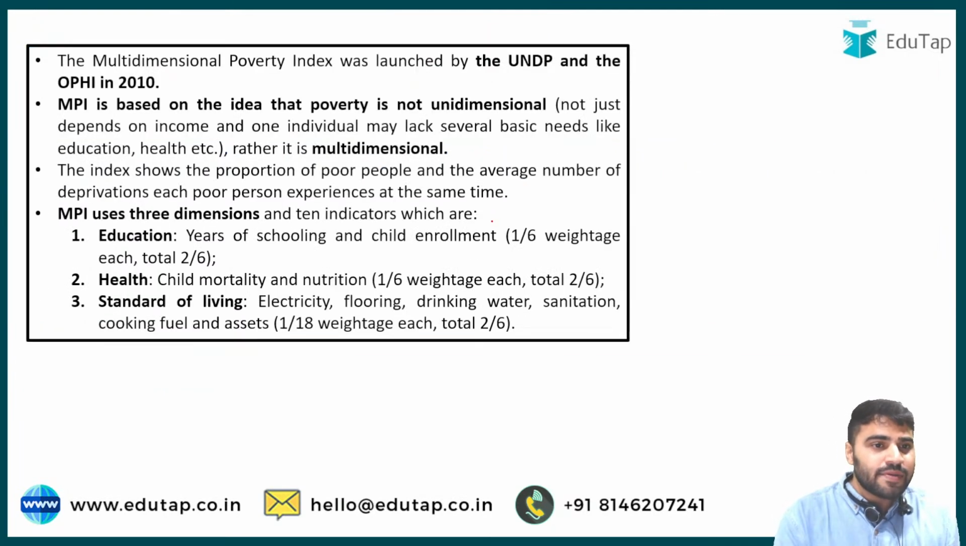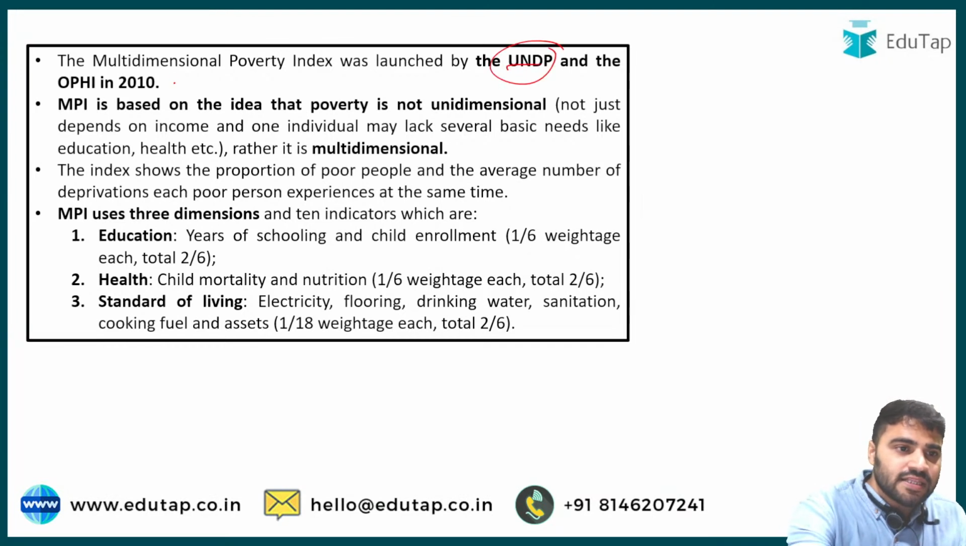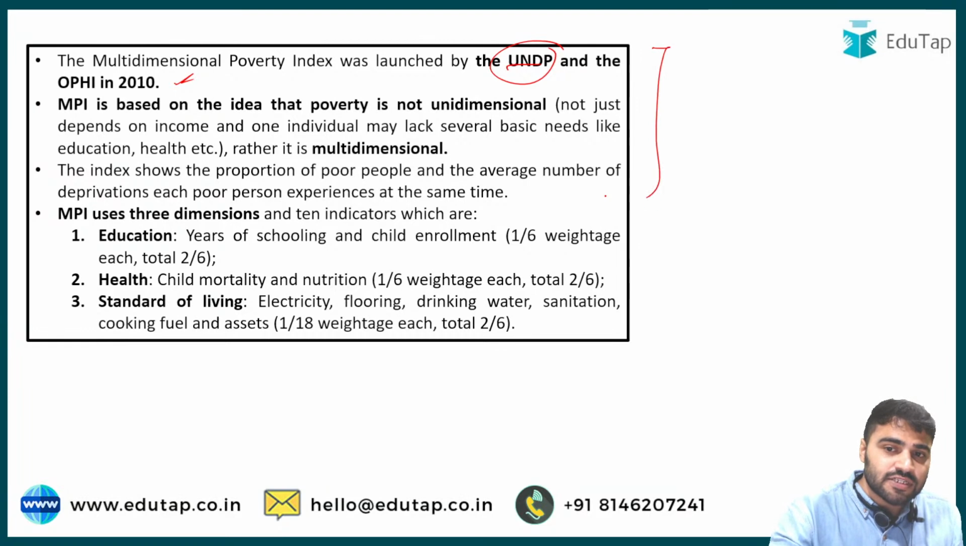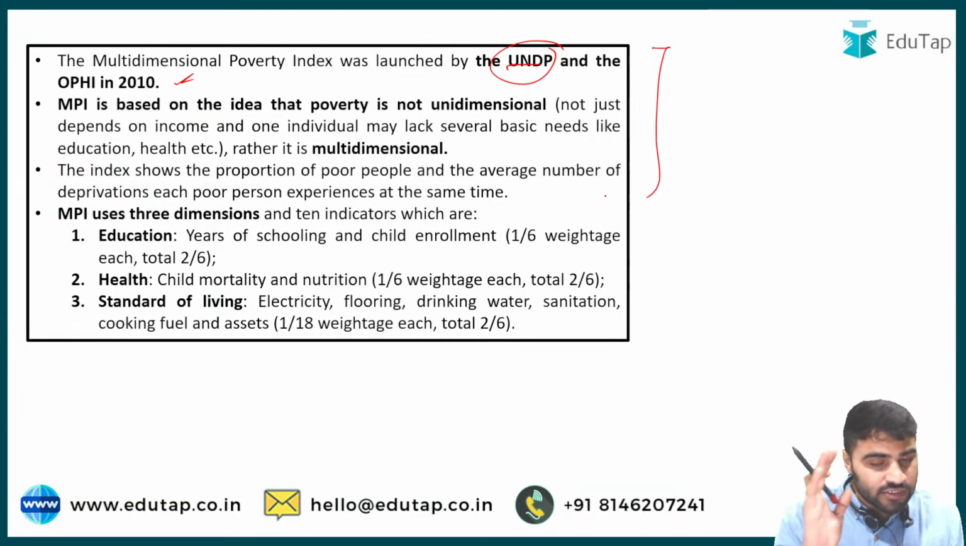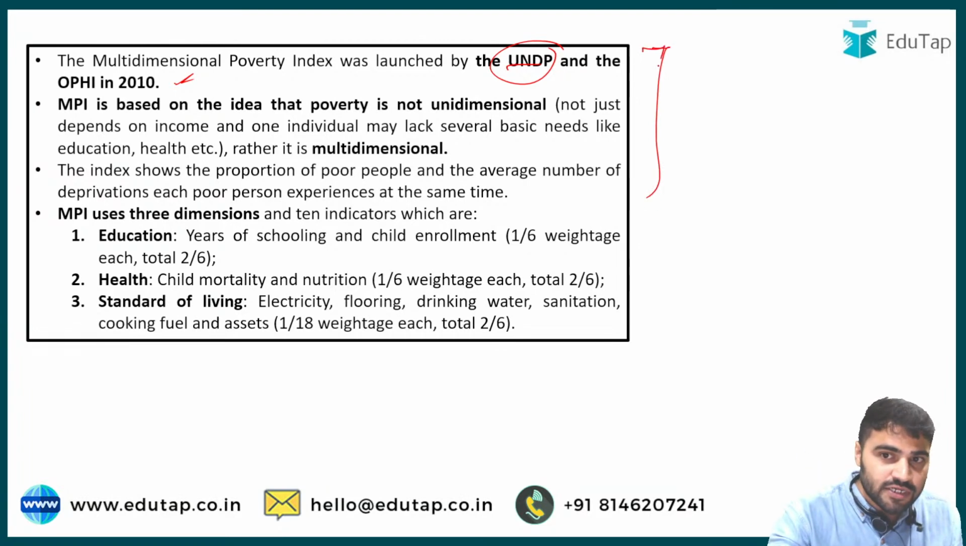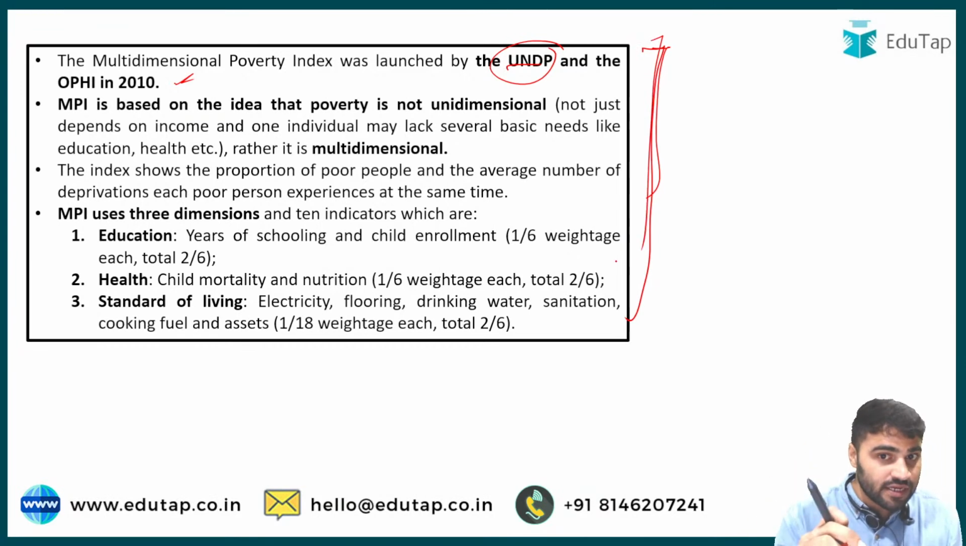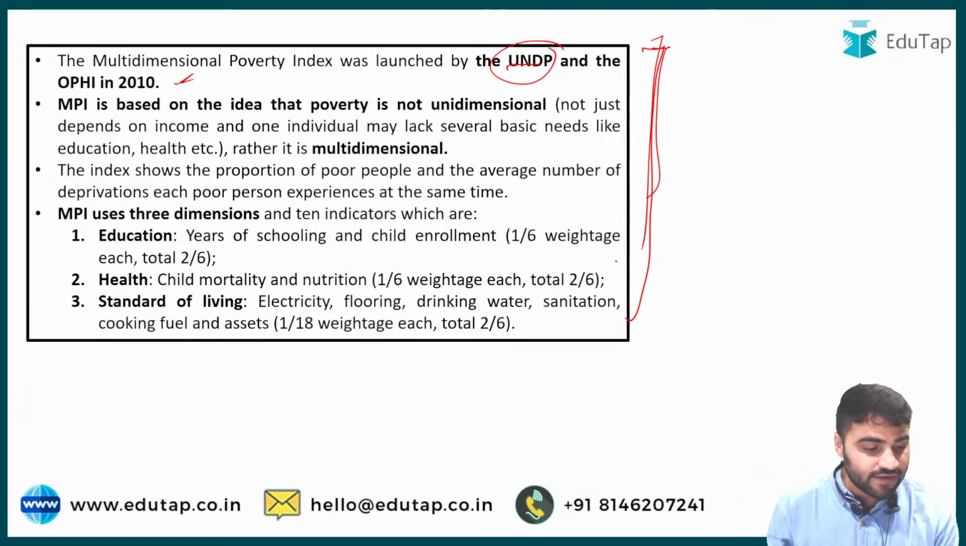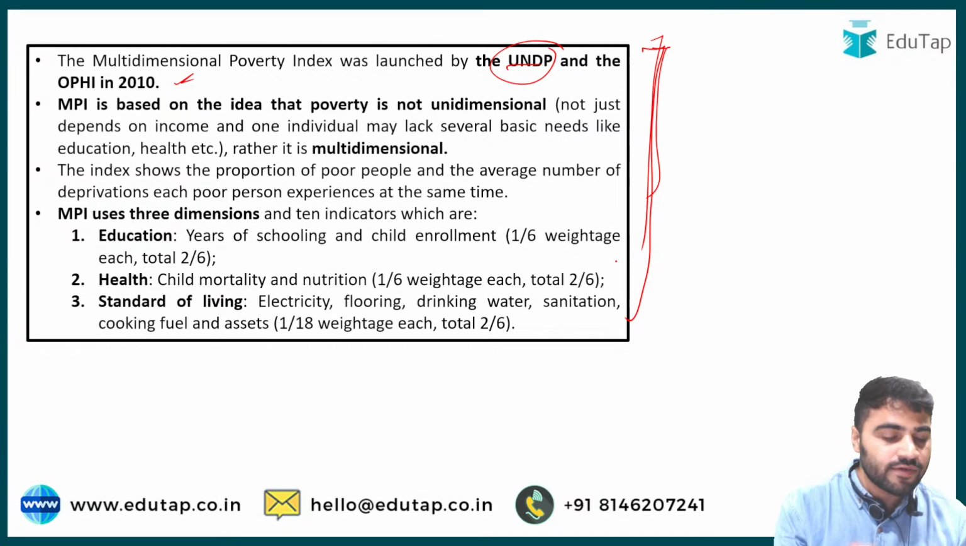So the MPI, that is the multidimensional poverty index, was launched by the UNDP and the OPHI in 2010. Guys, you have to read these explanations whenever you get the PDF. This explanation is prepared very carefully and a lot of information is there, so that you can cover multiple dimensions of any particular concept, right? Which can definitely help you in your actual examination. So you have to read the explanation very carefully whenever you download the PDF from our Telegram channel.